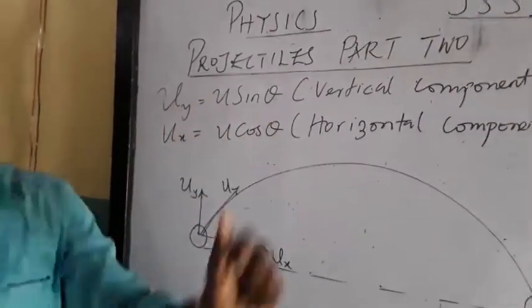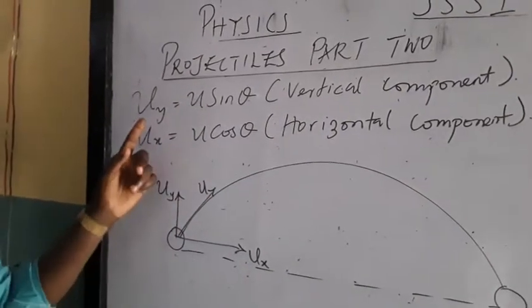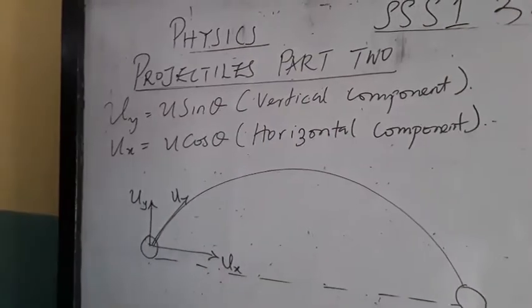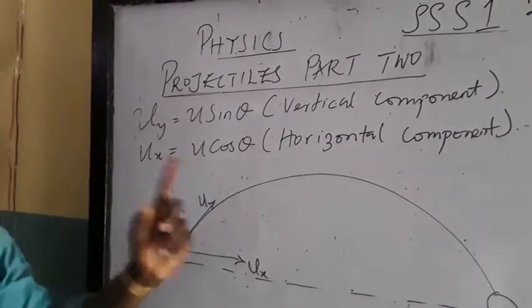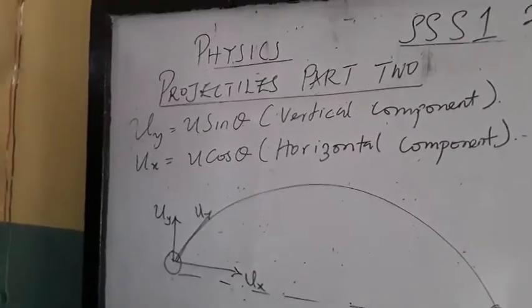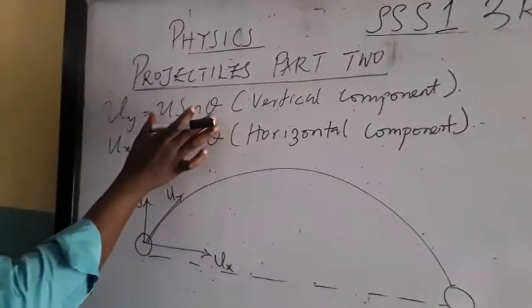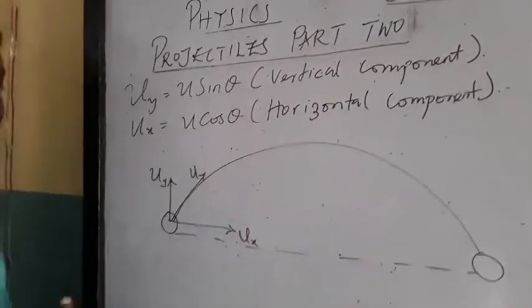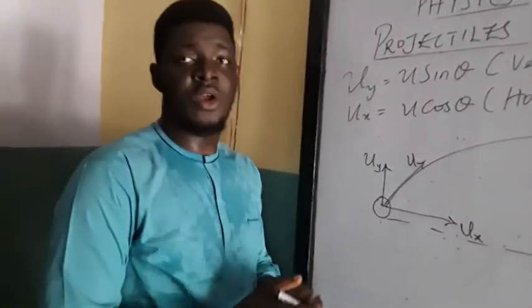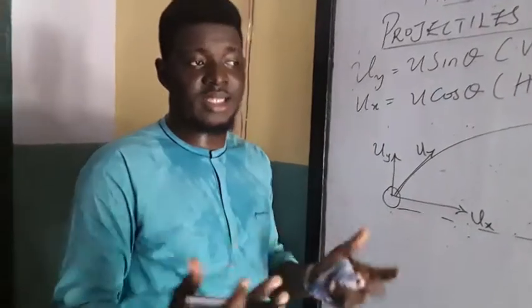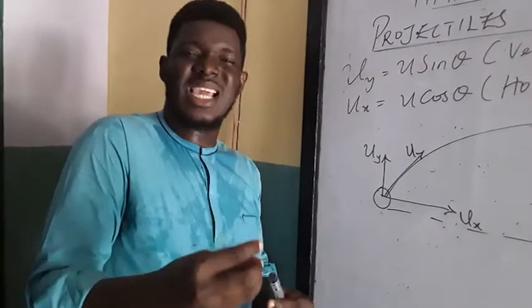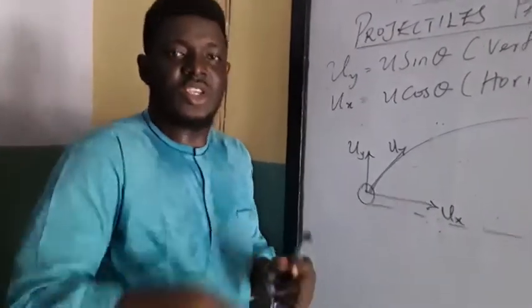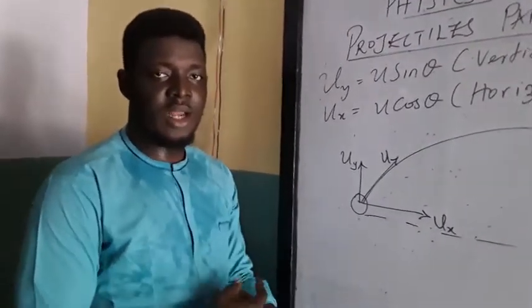Now, from what I discussed in the last class, we have UX, the horizontal component, and UY, the vertical component. I showed you how we arrive at U sine theta and U cos theta. From your own normal exercise, you know that when you talk about components, a component is not the real thing. It's just part of the real thing. Let me put it that way.